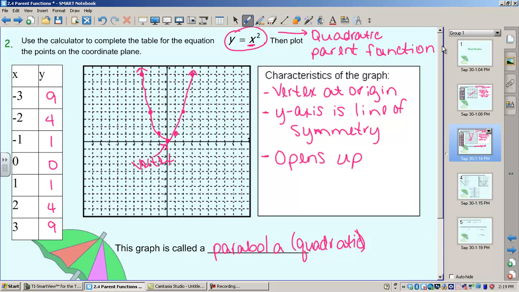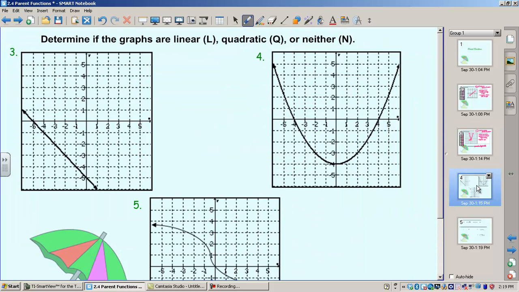It has an x squared in it, okay? It doesn't have any exponents higher than an x squared, but it's got an x squared in it somewhere, and it's in some form of it. 2x squared plus 5x. It has some form of x squared. So let's practice this for just a second. I have three graphs, and I just want to determine if they're linear, quadratic, or neither.